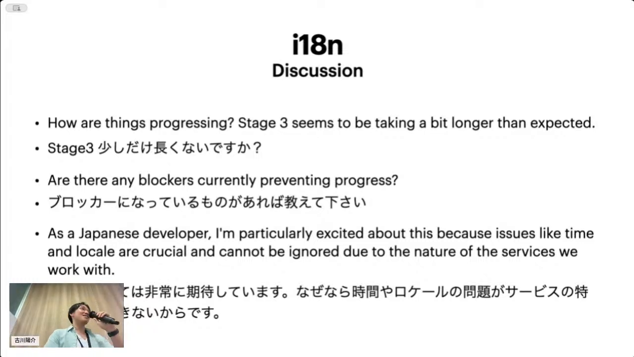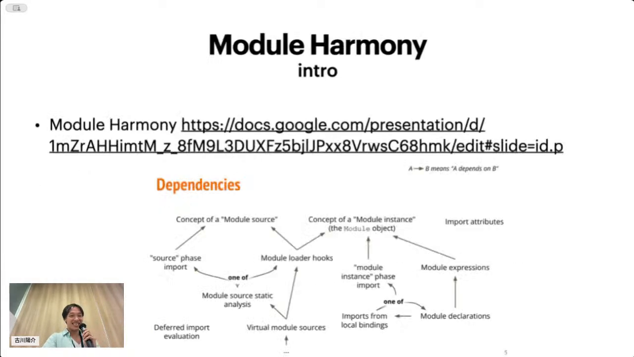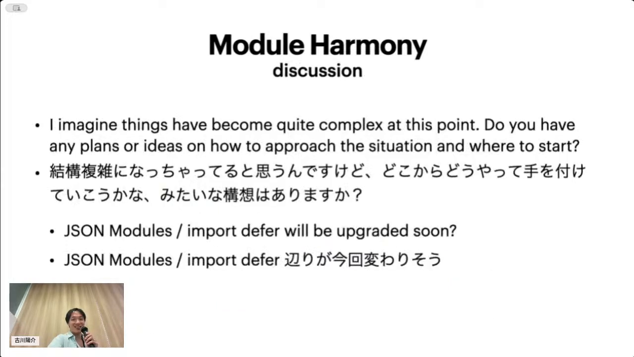ちょっとなんか話したら微妙な空気になっちゃったんで、ごもっともですけど。So the next is module harmony. Any module harmony champions that exist in here or no? Unfortunately, not today. I imagine things have become quite complex at this point. Do you have any plans or ideas on how to approach the situation and where to start?